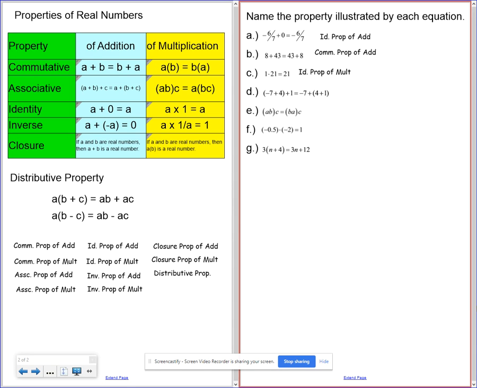All right, D, the quantity -7 plus 4 plus 1 is equal to -7 plus the quantity 4 plus 1. Look at the left side, look at the right side. What's different from the left and the right? Did the order change? The order did not change. It's still -7, 4, 1 on both sides. But what changed is what's being grouped together, what's being associated together. So this is the associative property of addition. All right, let's look at E.